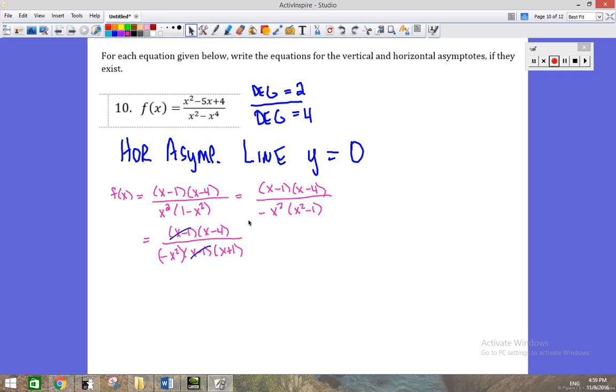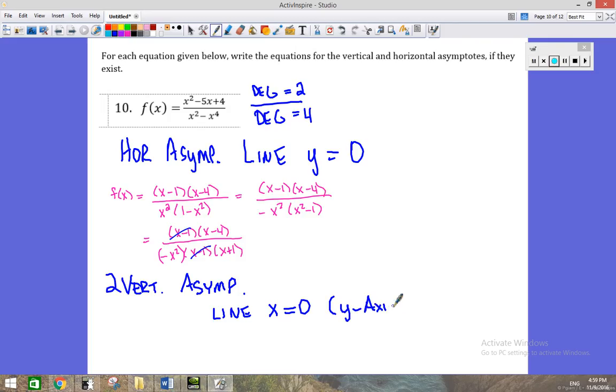So what remained in the denominator is these two factors. So they create vertical asymptotes. So I have two vertical asymptotes, and they are the line x equals 0. Well, if you haven't moved left or right, the line x equals 0 is the y-axis. And here x plus 1, if that equals 0, then that's the line x equals negative 1.